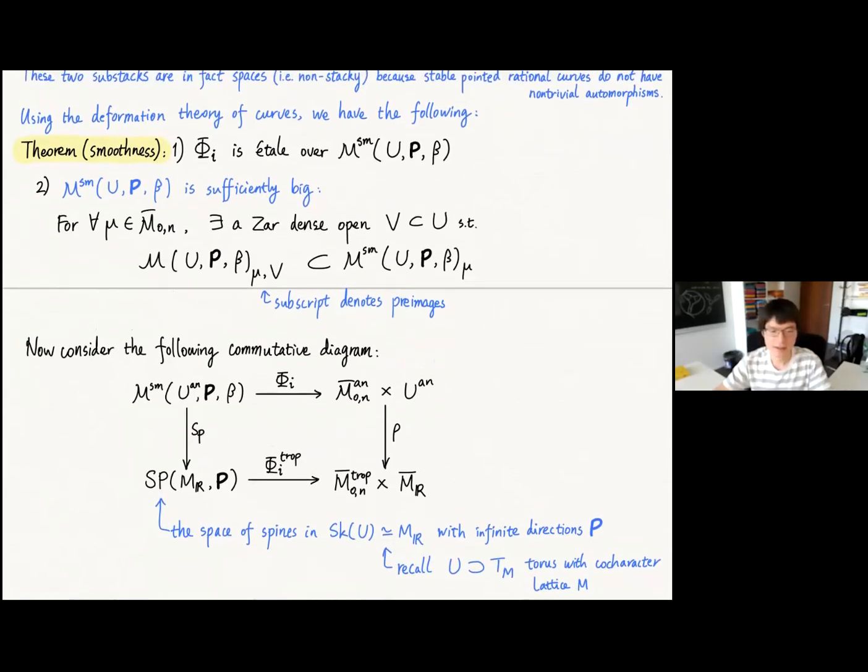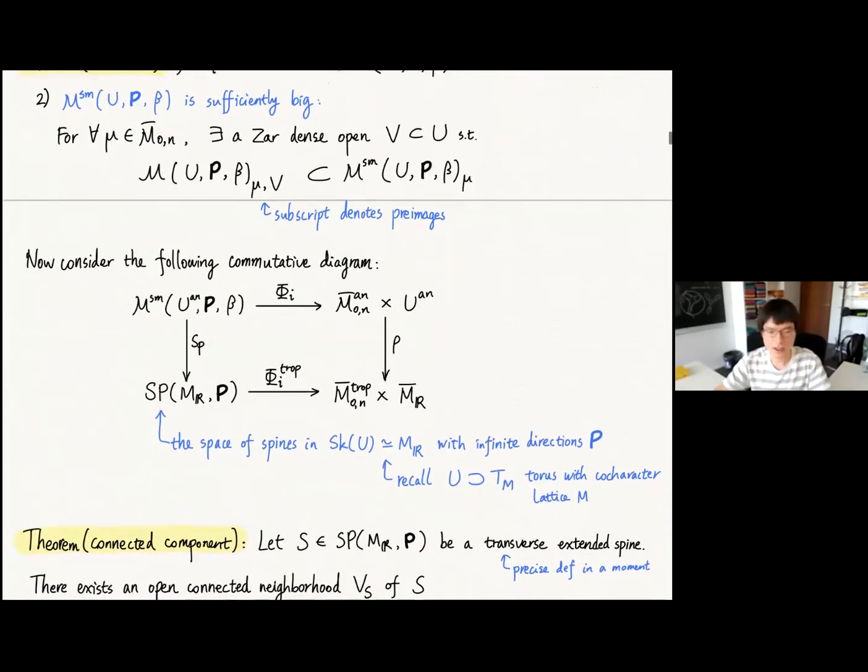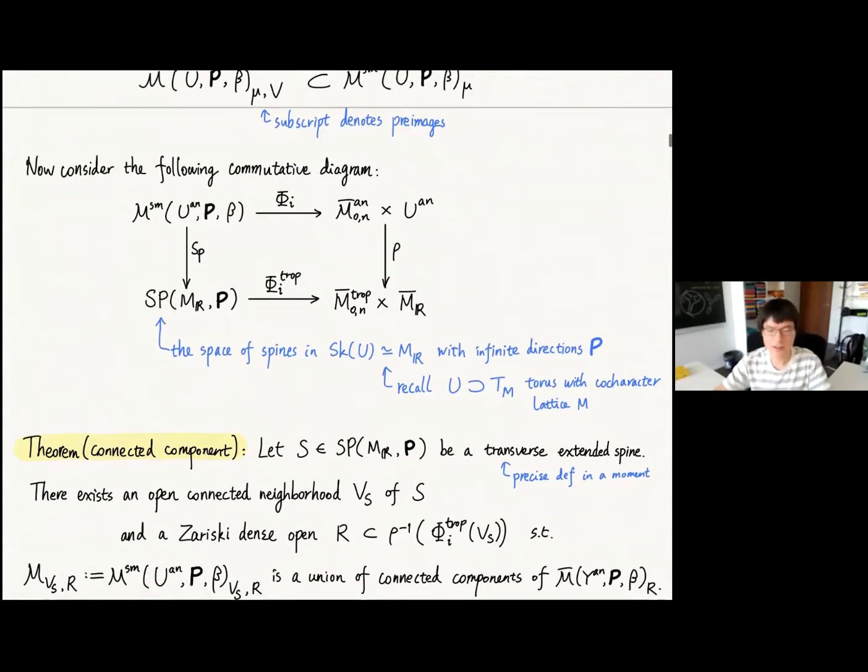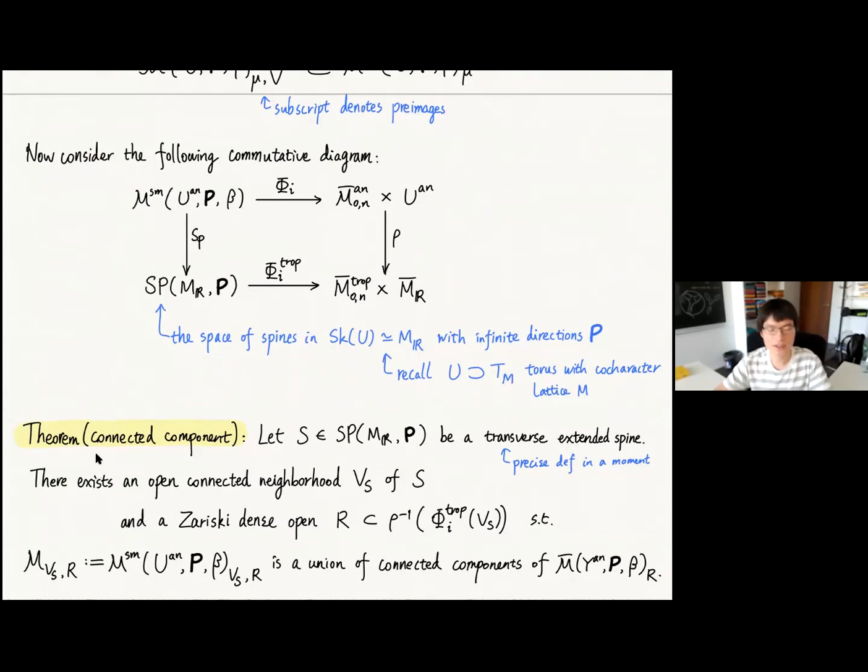And yeah, so now I state the following theorem, the connected component theorem, which is one main theorem of today's talk. Let S inside the space of spines be a transverse extended spine. I'll give the precise definition of transverse in a moment.